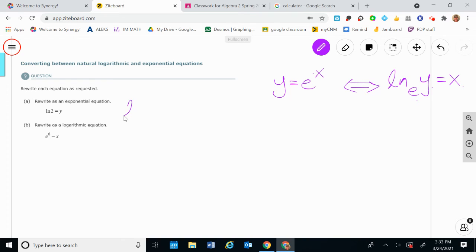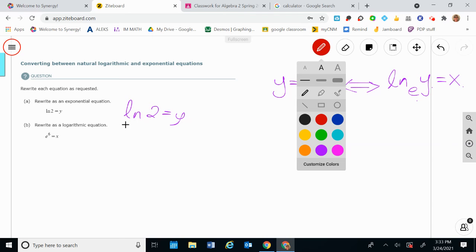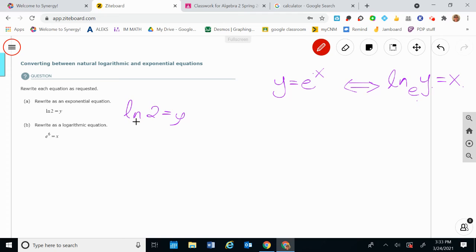All right, so we have to rewrite this. Sometimes what I do on natural logs, especially when I was first learning them, I would add the little e. You don't have to put an e because we know that the natural log is base e, but honestly, sometimes it helps to put it there. So then that goes to e to the y equals 2. The exponent is y. There it is.